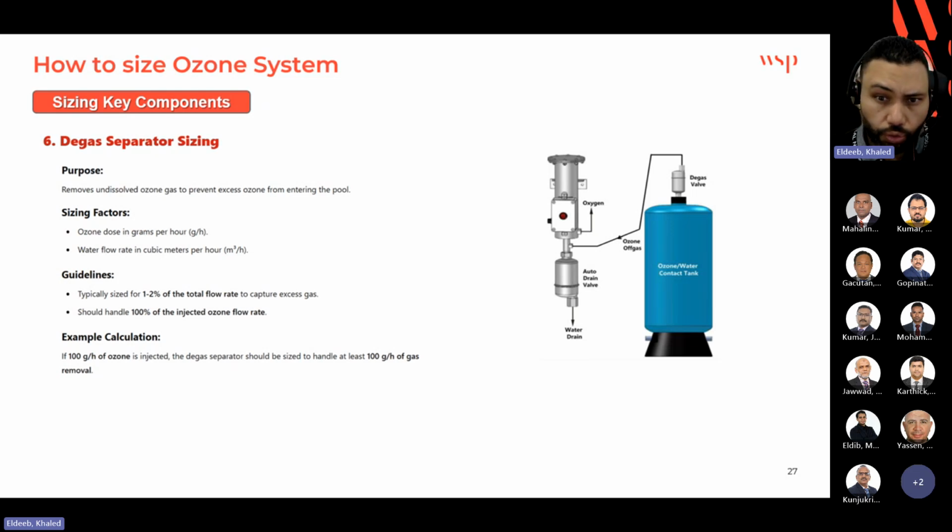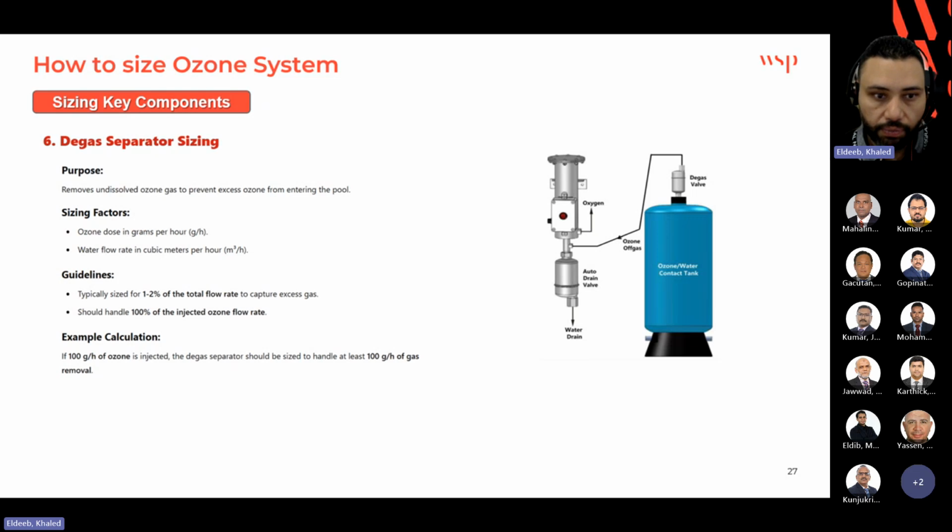So in order to do so, they are using catalytic or thermal destruction methods to safely neutralize the ozone and turn it into oxygen to release it back to the atmosphere. The sizing basis of this unit: capacity should match 100% of the ozone injection flow rate. Whatever the capacity you have in the ozone injection, it has to be the same.